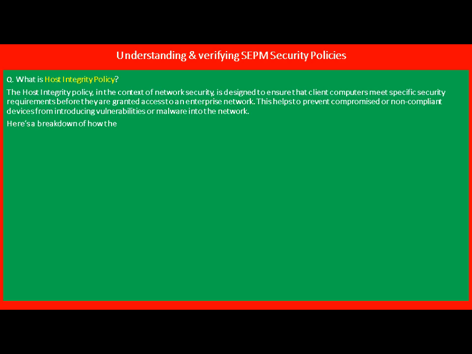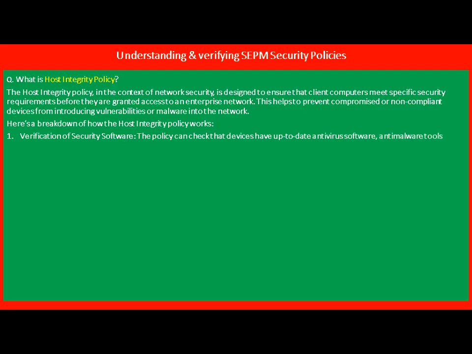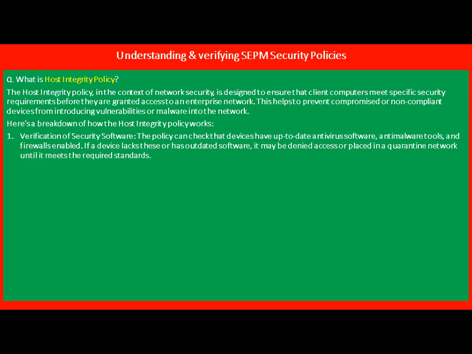Here is a breakdown of how the host integrity policy works. One, verification of security software. The policy can check that devices have up-to-date antivirus software, anti-malware tools, and firewalls enabled. If a device lacks these or has outdated software, it may be denied access or placed in a quarantine network until it meets the required standards.